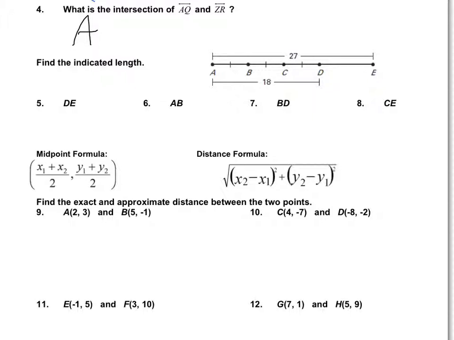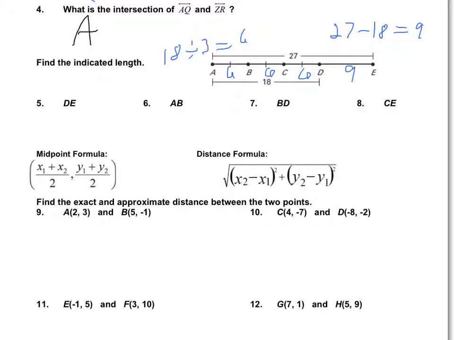So actually if I look at the first 3 segments, do you see that little line there? That means they're all congruent. AB is the same as BC, is the same as CD. And since they total 18, if I do 18 divided by 3, I get 6. So that means this is 6, this is 6, and this is 6. Now I know the whole thing is 27, so if I do 27 minus 18, I get 9, so this segment is 9. Now I can answer all these questions pretty easily.